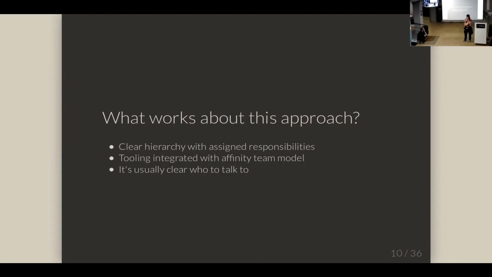When I am implementing a feature and I ask myself, will this break something? Will this break next major version? I go talk to the stability team because that's literally what they're there for. So it's usually clear who to talk to. And also we have special tooling that is built around GitHub that integrates directly with these groups. That also works for us.